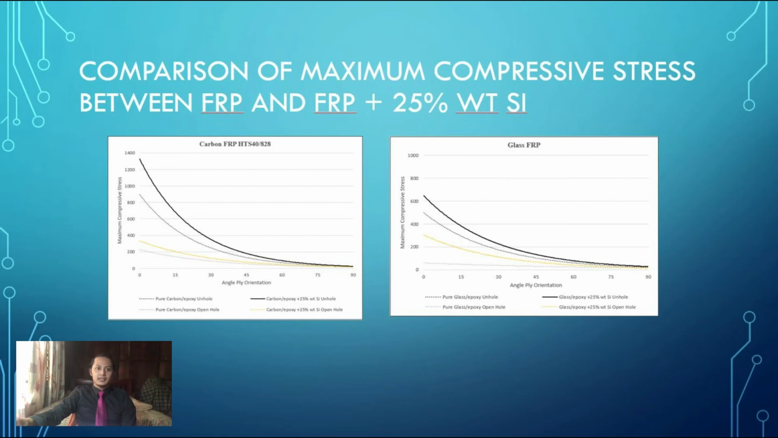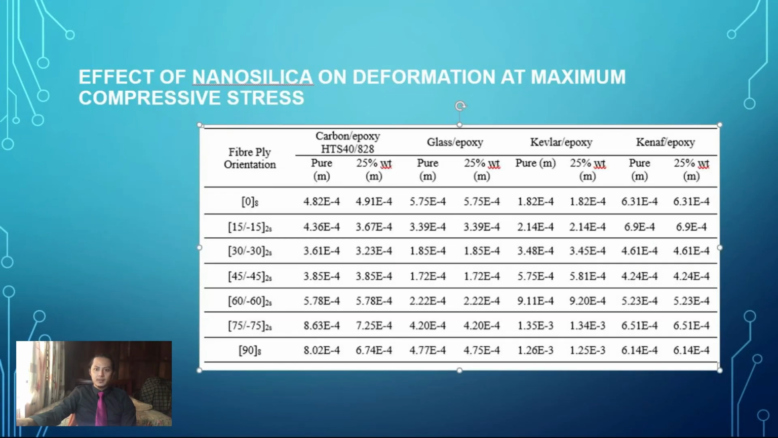The hole made to the specimen not only reduced the compressive properties but it also works as a stress concentrator that helps to create damage surrounding the whole area. This is the effect of nanosilica on deformation at maximum compressive stress.